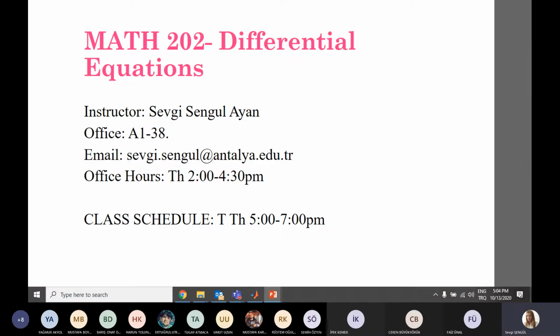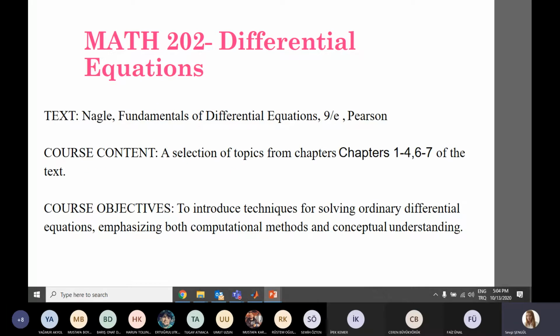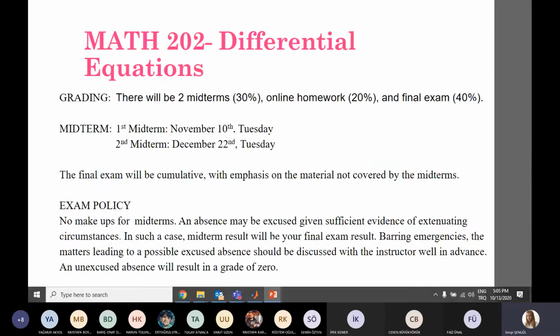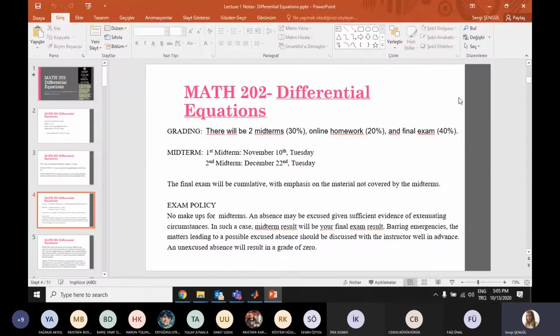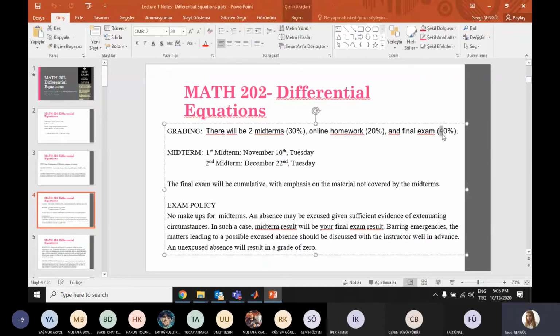I already shared our syllabus with you. I just want to point out a couple more things. Our book will be Fundamentals of Differential Equations from Pearson. We will have 2 midterms, and these midterms will be online with Pearson MyLab, there will be online homeworks every week, and we will have a final exam. This has to be 50%. I wrote it wrong, so let's change it just in case.